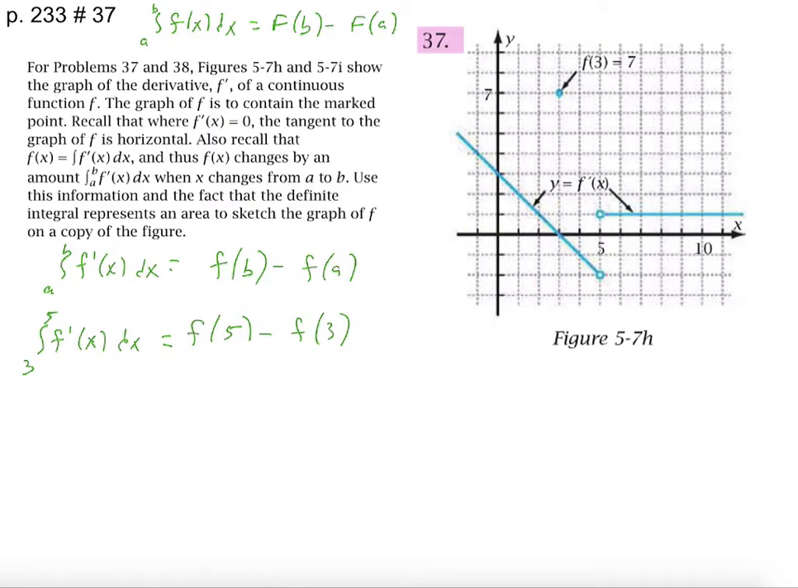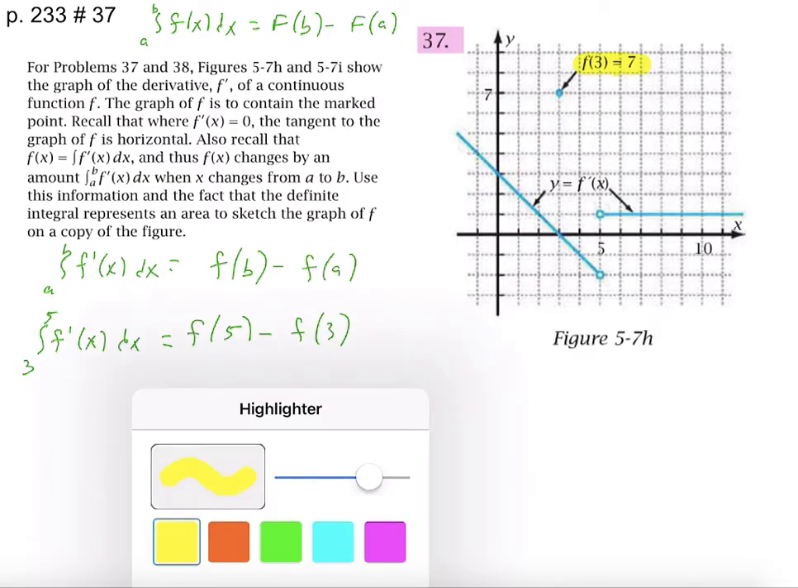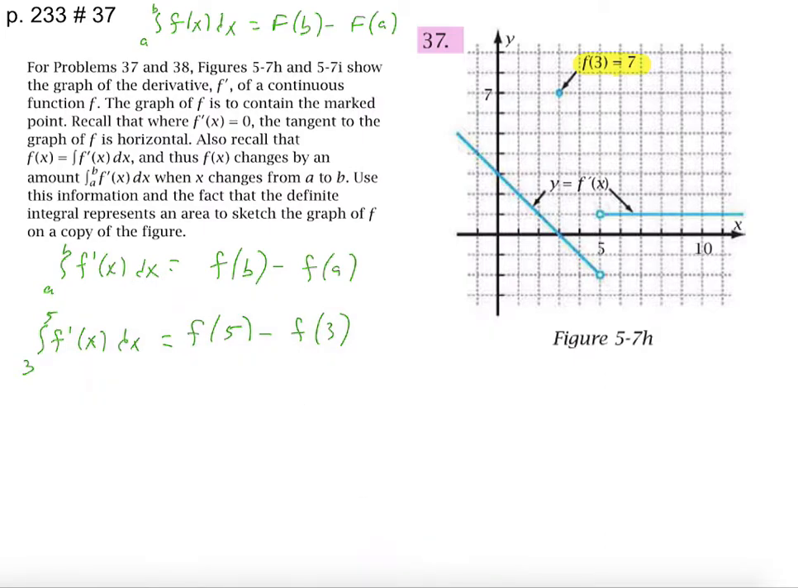Well, the reason why this is helpful is because we know two of those three things. We know that f of 3 is 7, and we can figure out the definite integral from 3 to 5 of f prime of x dx by using the area of that triangle. So the definite integral from 3 to 5 of f prime of x dx is negative 2. We're trying to find f of 5, and we know that f of 3 is 7. So using all this, we can solve for f of 5 and say that f of 5 equals 5, which means that the graph of f will pass through there.